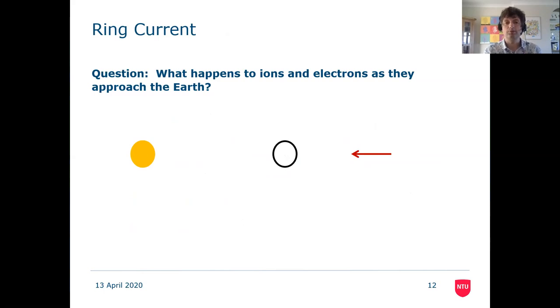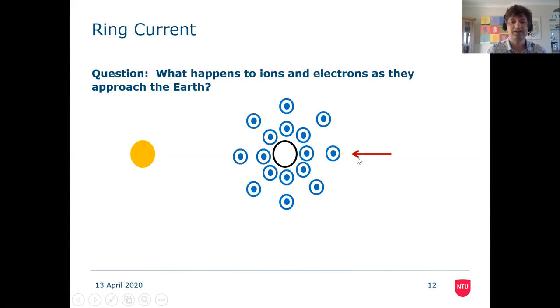Now let's suppose we've got ions and electrons approaching the Earth from the night side. It might seem a bit strange at the moment, but we'll come on to why we're looking at the night side in a moment. So here's the Sun, here's the Earth, we've got ions and electrons approaching the Earth. Now, the Earth's magnetic field strength is going to get stronger as we get towards the surface.